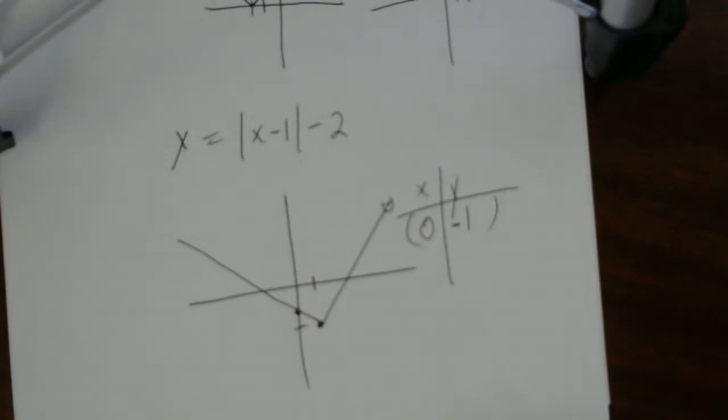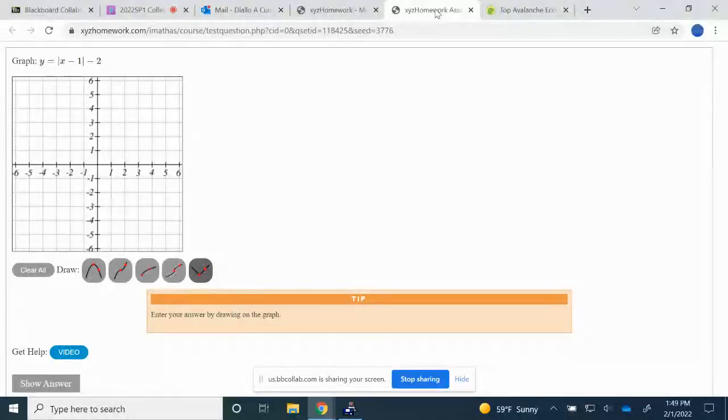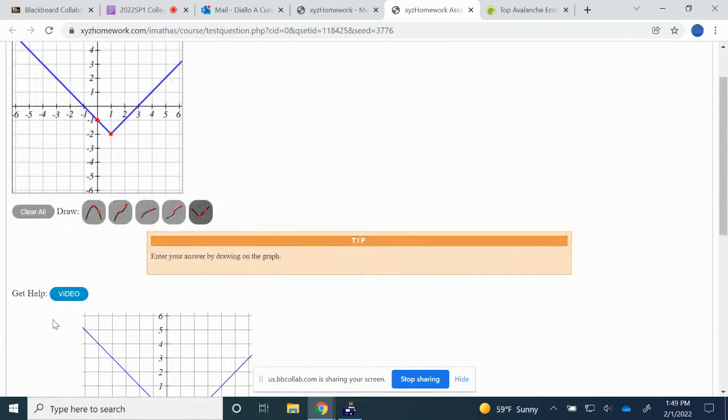So now if I go back to our problem that's within XYZ, I'm going to choose the V-shaped graph. I'm going to plot where the graph bends, which is at 1, negative 2. I'm also going to plot the point 0, negative 1. And thus we have our graph.